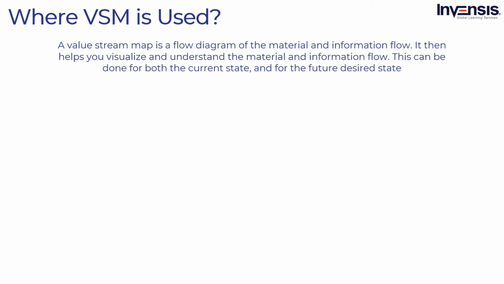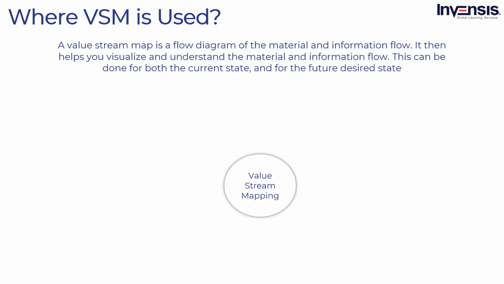When should you draw a value stream map? A value stream map is a flow diagram of the material and information flow. It then helps you visualize and understand the material and information flow. This can be done for both the current state and also for the future desired state. As such, value stream maps can help you with understanding the flow of information and material. It can help you to see problems and inconsistencies.